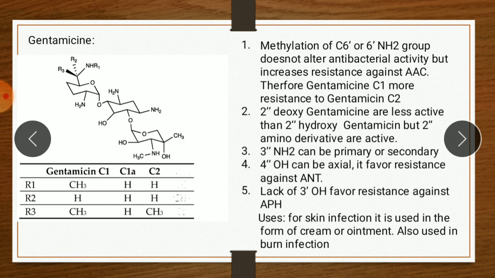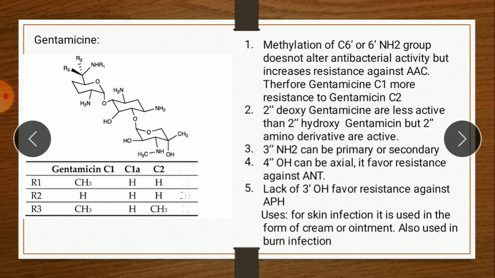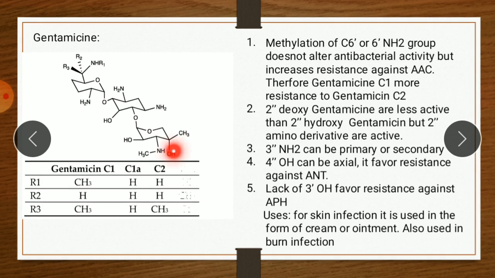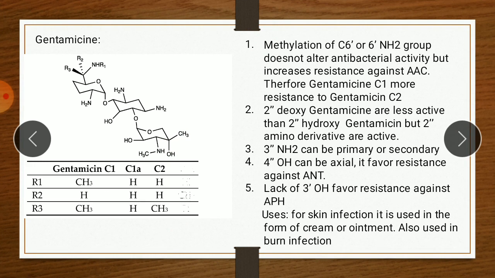Next point, third one: the 3 double dash NH2 group may be primary or secondary. Here is a secondary amino group. Primary means it may be NH2, or it may be secondary, as here NHCH3 group. So both are important, primary as well as secondary. Next point, 4 double dash hydroxyl group. This 4 double dash hydroxyl group can be axial. So here this hydroxyl group is in axial position.